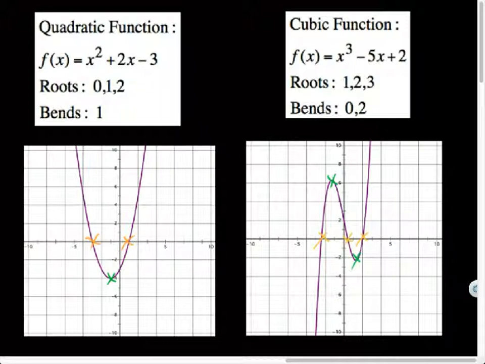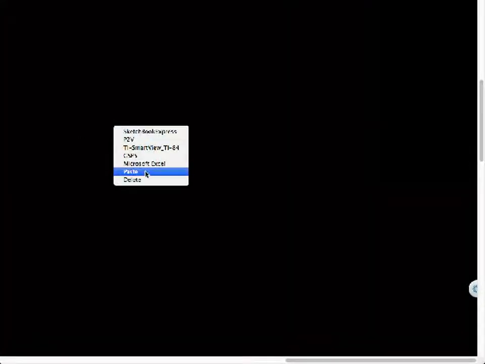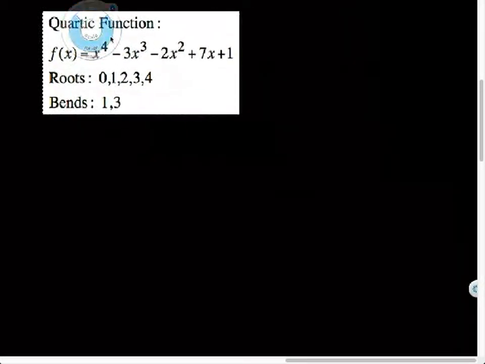So let's take into consideration quartic functions. So quartic functions, something of this form. Here I've got a whole bunch of terms, and these are pretty great.